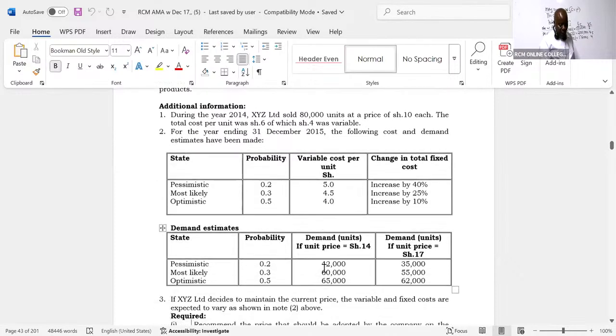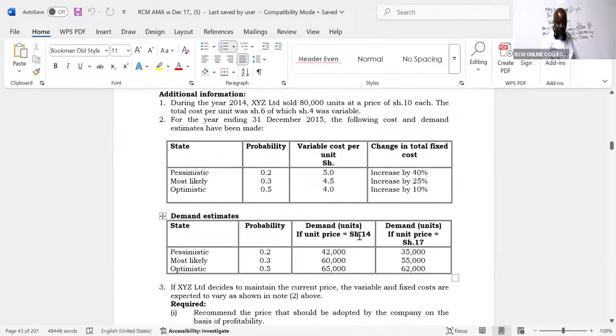If we charge a price of 14, under the 3 states, you can see the 3 demand values: 42, 60, 65. Are you able to see that? If we charge 17, again, you can see there. Note number 3: if XYZ Limited decides to maintain the current price, by the way, what is the current price? Have they given us the current price?